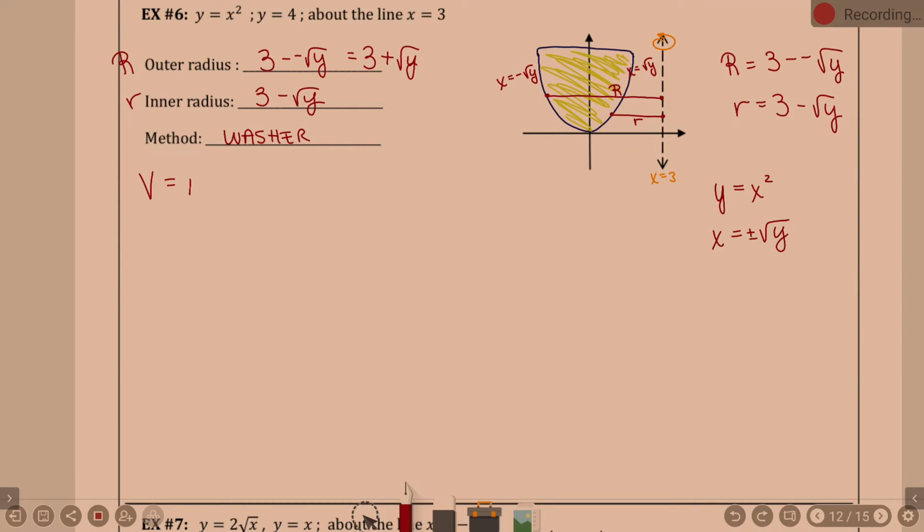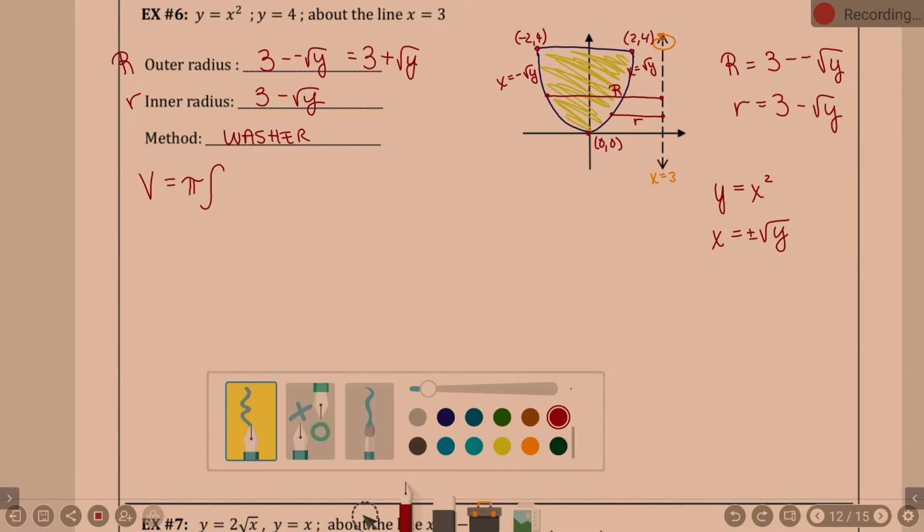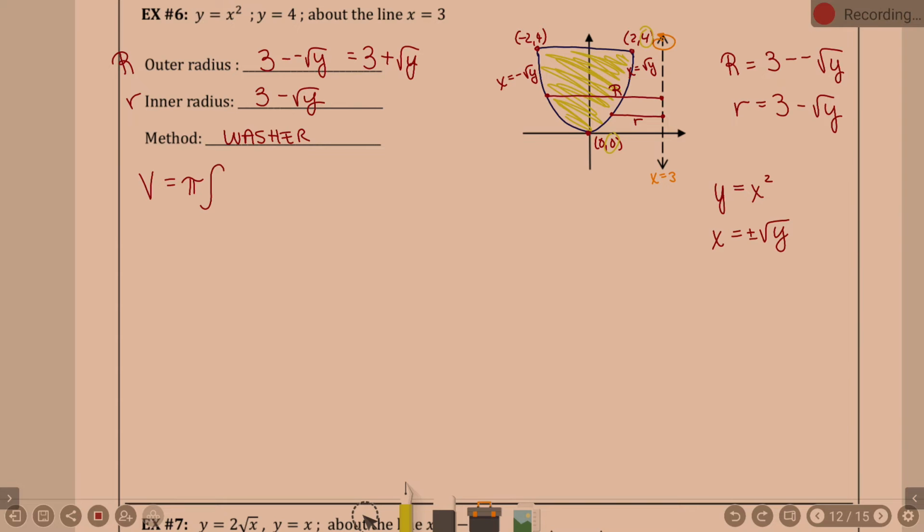V equals pi times the integral. What did your teacher skip over again? I didn't skip over, I guess. We just have to go back and do it. What integral values do I want? If I look at all my important points there, the vertex is at 0, 0. This point is at when y equals 4, which is the ordered pair 2, 4. So the values I'm going to need are the y values of 0 and 4.